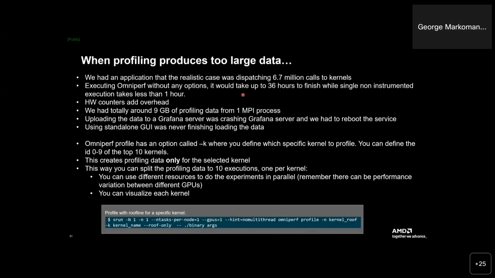So in that case, because we analyze the top 10 kernels, you can use the option -k to run per kernel. So you do 10 runs, one per kernel, and you can visualize each of the kernels independently, not all together. This way, you can decrease the data and visualize what you want. This is mainly the lesson that we took from some big cases.